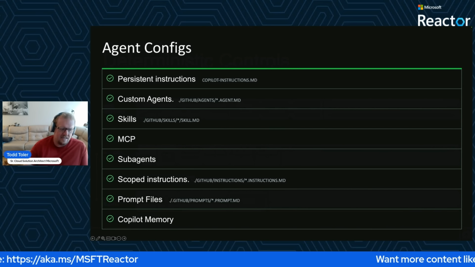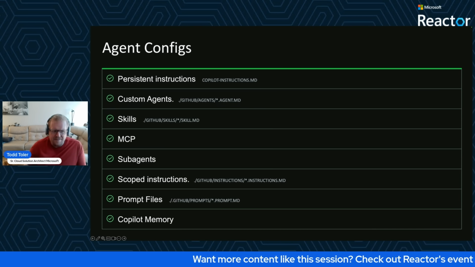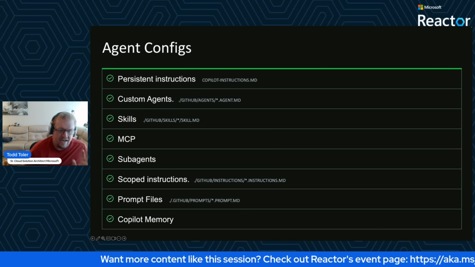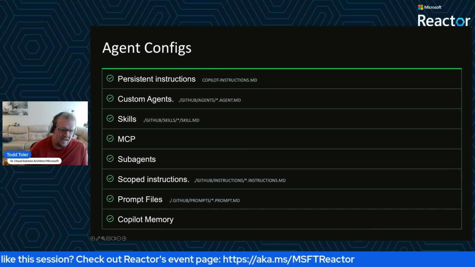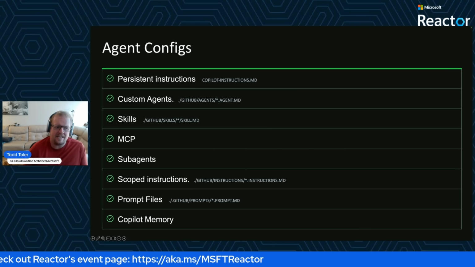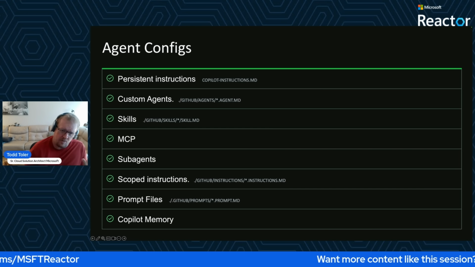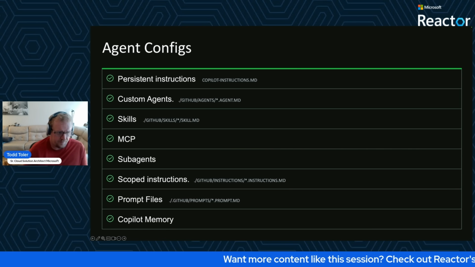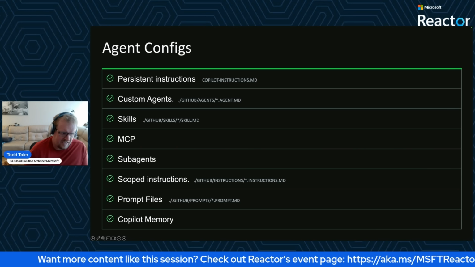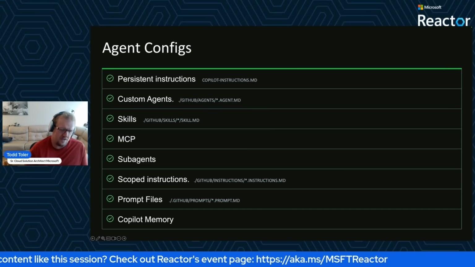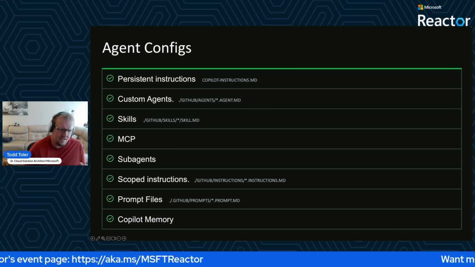So agent configs, let's examine these agent configs. When we talk about context engineering, often it's basically a one-on-one with agent configurations. Agent configurations are all those markdown files and controls that you can put in places that agents will take into account automatically. So there's persistent instructions, that's your Copilot instructions.md. You have custom agents, that's your agent.md. You have skills, MCP servers, subagents, scoped instructions, prompt files, and Copilot memory.